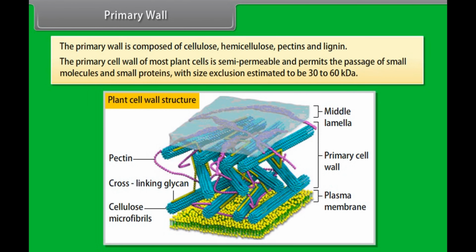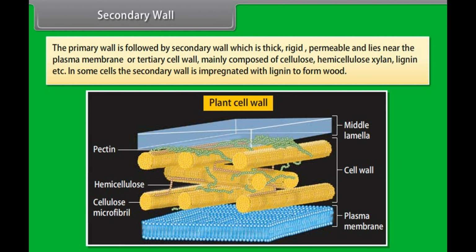The primary cell wall of most plant cells is semi-permeable and permits the passage of small molecules and small proteins, with size exclusion estimated to be 30 to 60 kDa, or 30,000 to 60,000 atomic mass. Secondary wall. The primary wall is followed by secondary wall, which is thick, rigid, permeable and lies near the plasma membrane, or tertiary cell wall, mainly composed of cellulose, hemicellulose, xylan, lignin, etc.